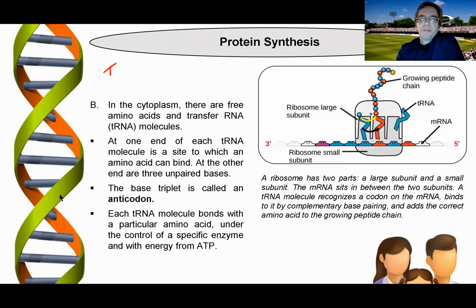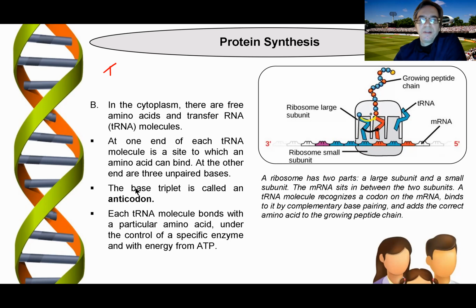So in the cytoplasm of any cell, there are amino acids and transfer RNA molecules. So it's important to remember, I mentioned before the ribosome. I call this the protein factory because it zooms along this, making a growing polypeptide chain of amino acids. And in a nutshell, that's exactly what happens in protein synthesis. So at one end of each transfer RNA molecule is a site to which an amino acid can bind. So this is the 5' and 3' end. And at the other end, you have 3 unpaired bases.